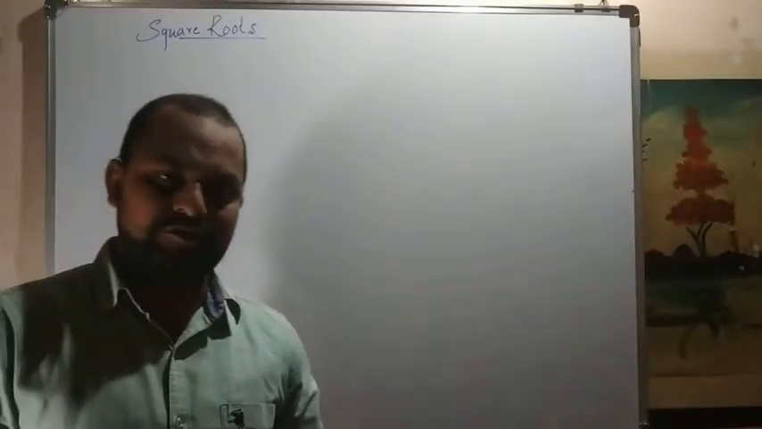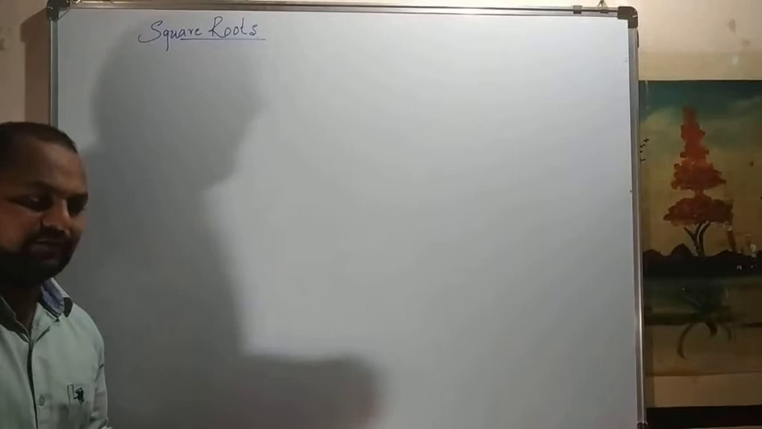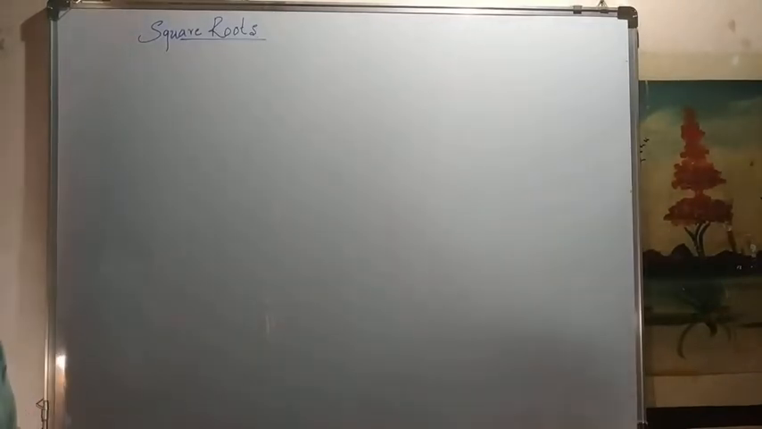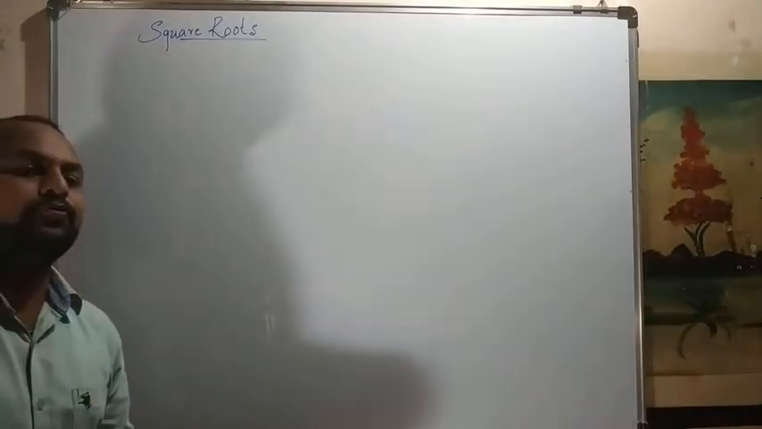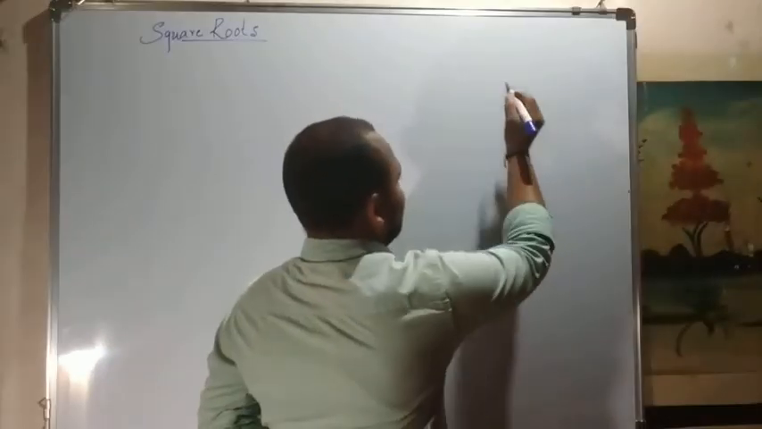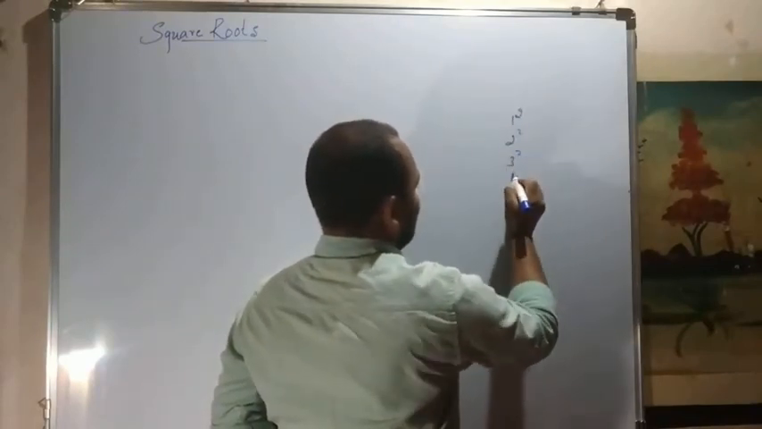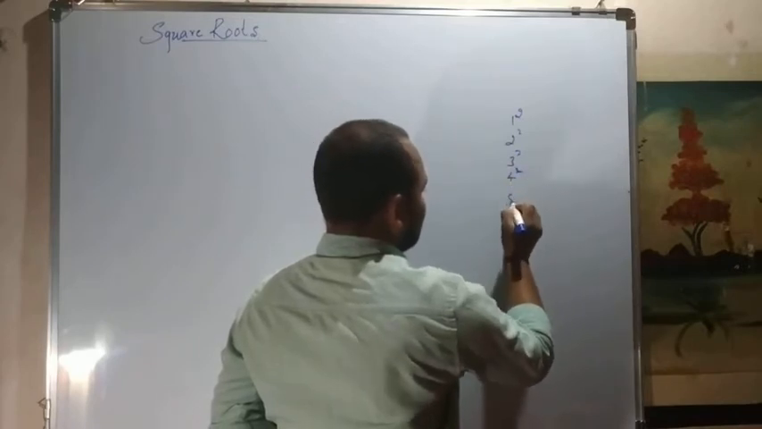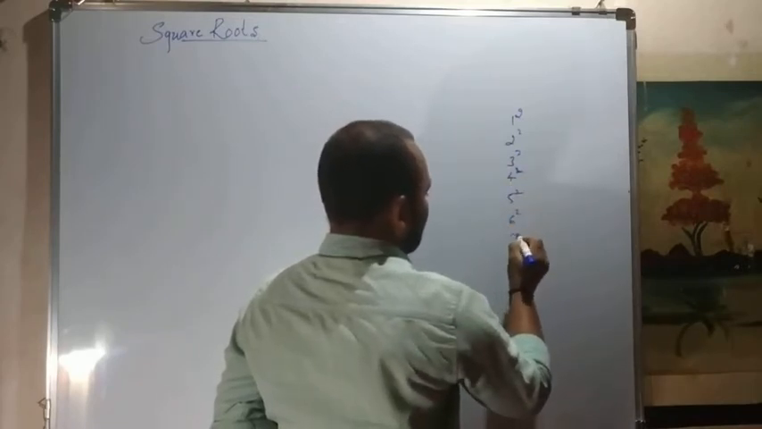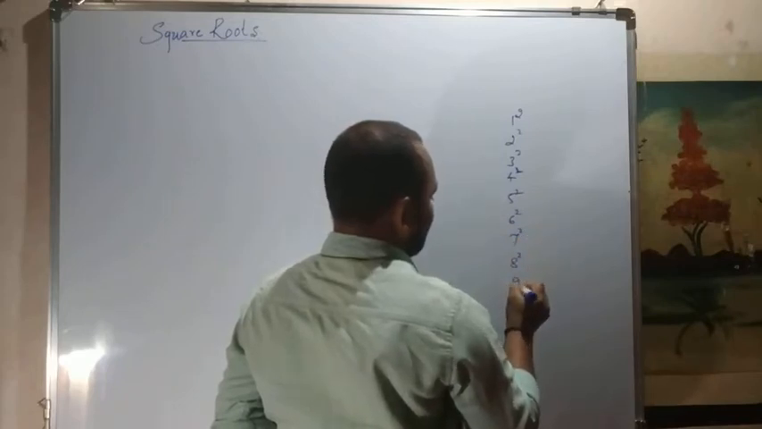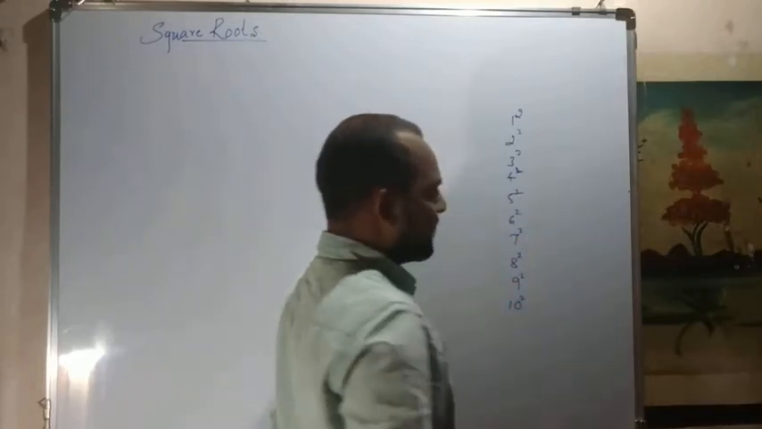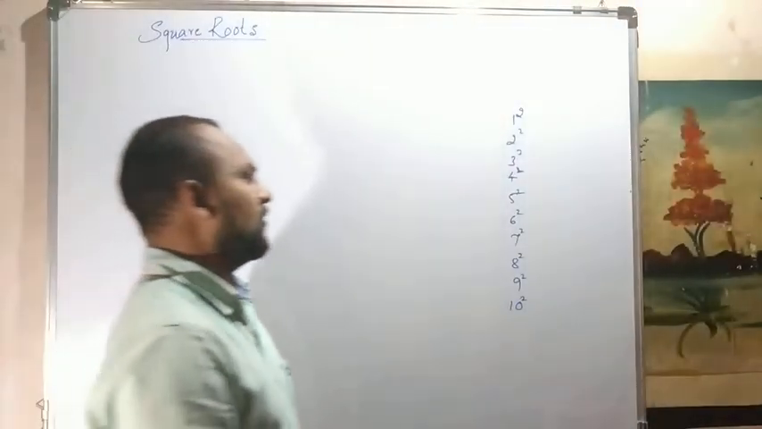Okay, in that chapter, the square and square root, the new concept is the square roots. The square numbers are obtained by multiplying the same number two times. For example, 2 into 2 is 4, and 3 into 3 is 9. Here are some square numbers: 1 square, 2 square, 3 square, 4 square, 5 square, 6 square, 7 square, 8 square, 9 square, and 10 square. So these are the first 10 natural numbers.